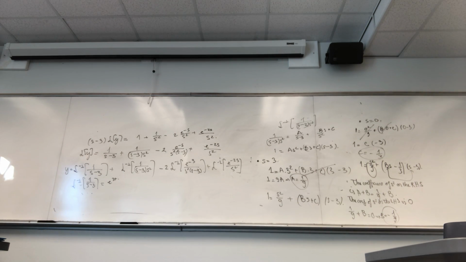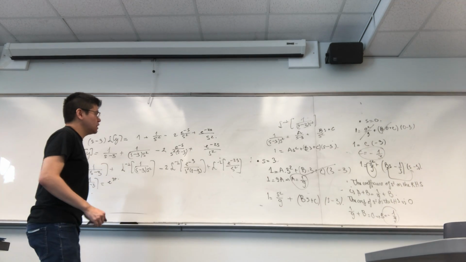So to find B, it is straightforward because you look into the coefficient of S squared. On the right hand side you have 1 over 9 plus B, and on the left hand side you have 0. So 1 over 9 plus B has to be 0. Alright? So B is minus 1 over 9.